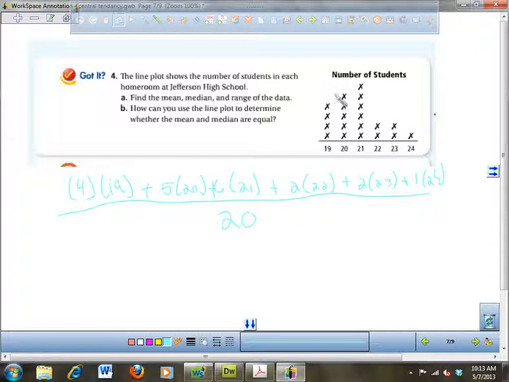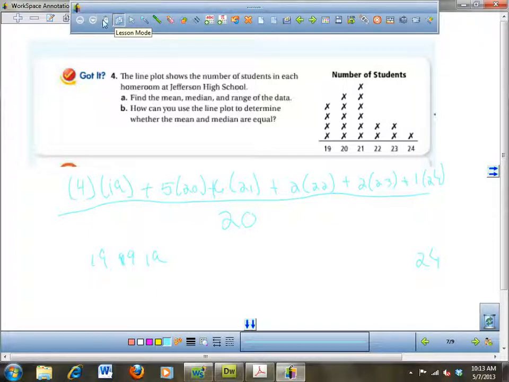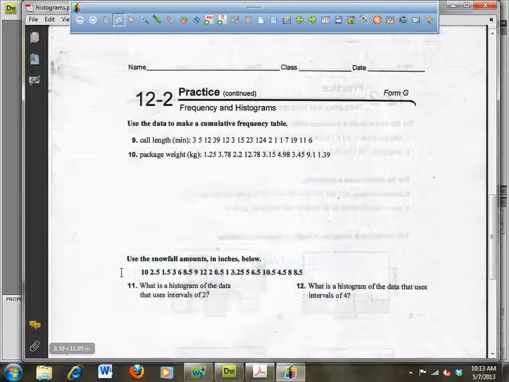If I wanted the median, I'd list 19, 19, 19, 19, and I go all the way up until I get to the last one at 24, and then I find the middle. Yes? All right, and probably in that case, the mean and the median are about the same.